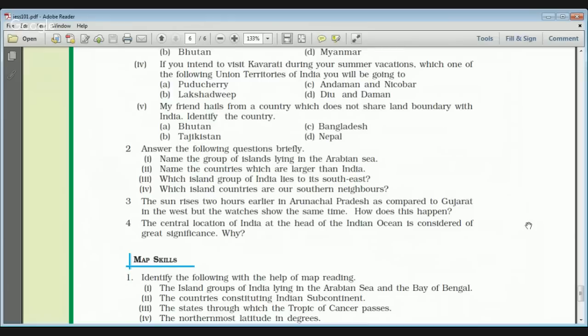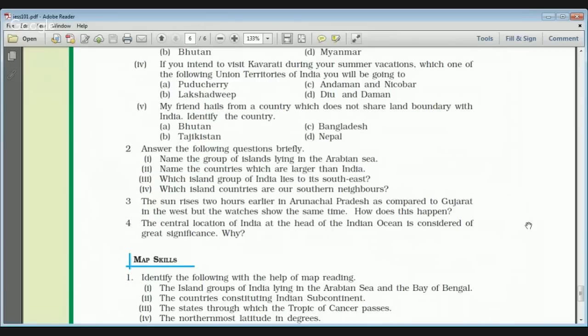Then the third question is: the sun rises 2 hours earlier in Arunachal Pradesh as compared to Gujarat in the west, but watches show the same time. See, it is the same time because every country selects a standard time which represents the whole country's time, and that is why we have chosen our standard meridian as 82 degrees 30 minutes. That is why the clocks are set according to that time, and all the places' watches display the same time.